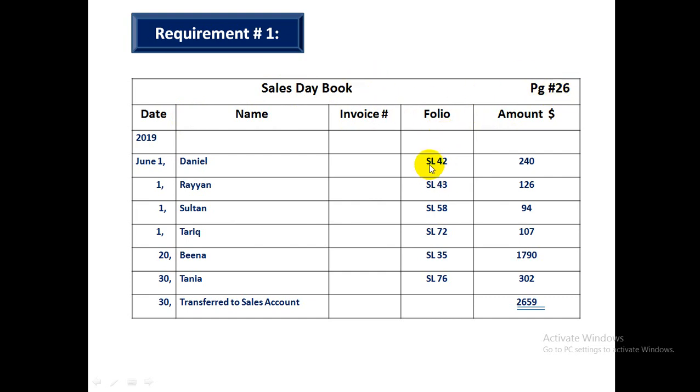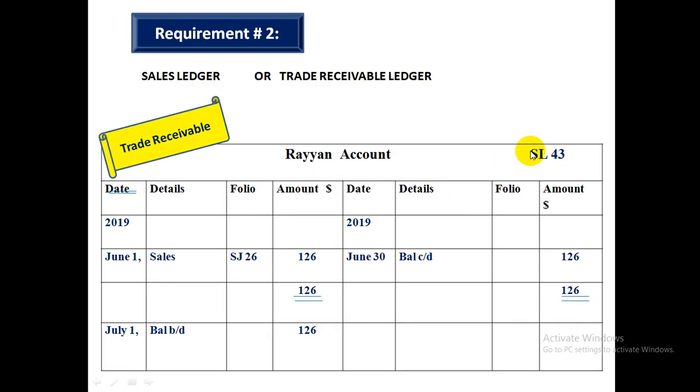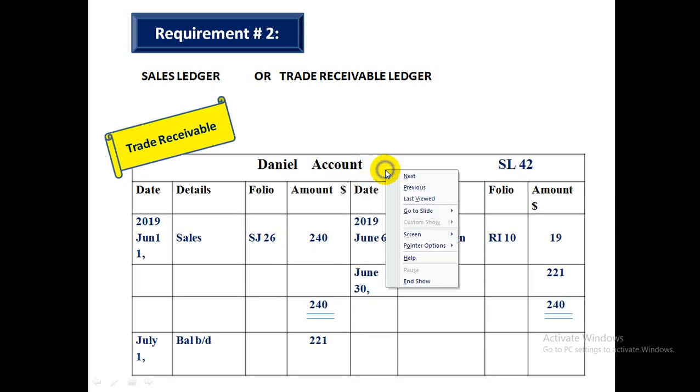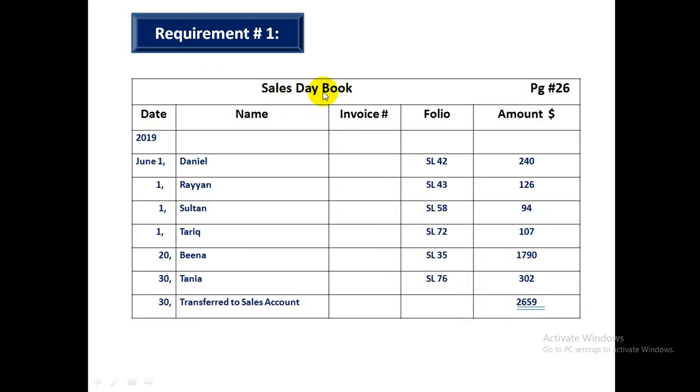SL42, SL43, this means sales ledger 42, sales ledger 43. We had assumed the numbers because we'll be using the same numbers here in the sales ledger for these customers. So let's go to the sales ledger or the sales daybook.